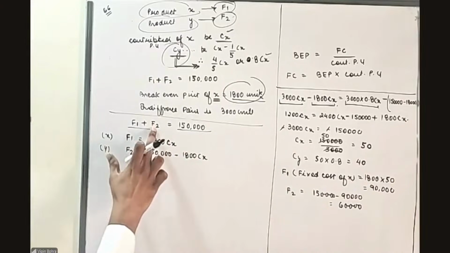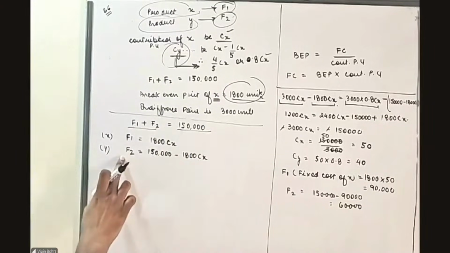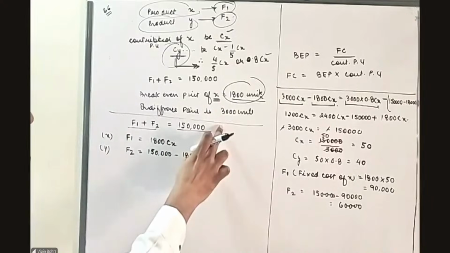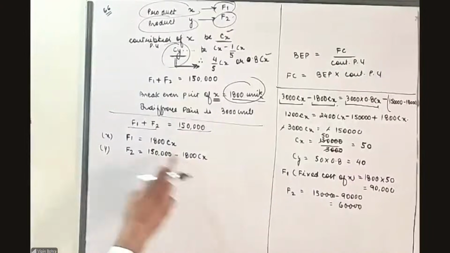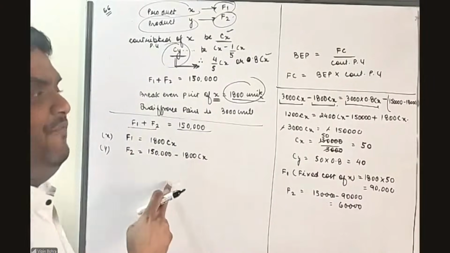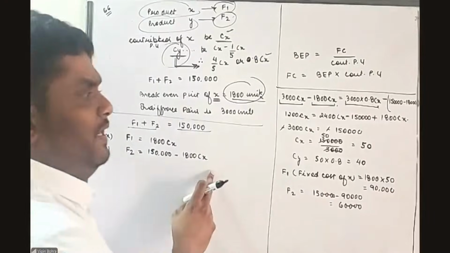So F1 plus F2 is 1,50,000. So F2 will be what? 1,50,000 minus F1, that is 1800 Cx. Now with the help of indifference point, we will calculate; we will equate this.